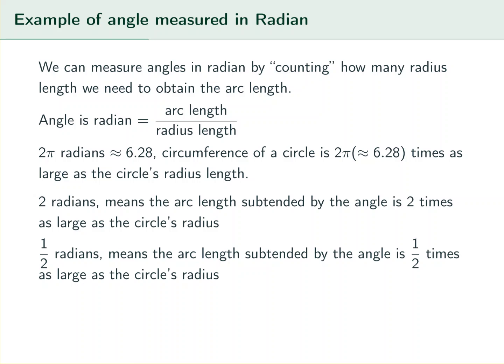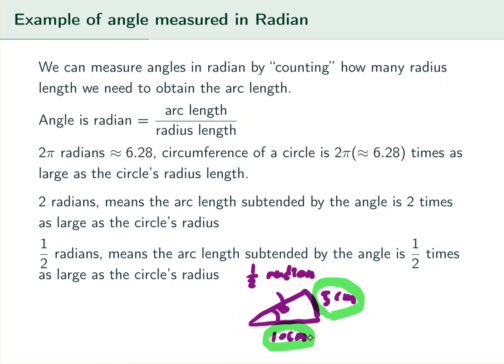1 over 2 radians means the arc length subtended by the angle is 1 over 2 times as large as the circle's radius. So for example, if I have a radius of maybe 10 centimeters, the angle created by this is such that the arc length is now 5 centimeters. So now we have a half radian. Again, essentially we're just doing arc length divided by radius. That means how many times the radius length can go into the arc length: half a time.